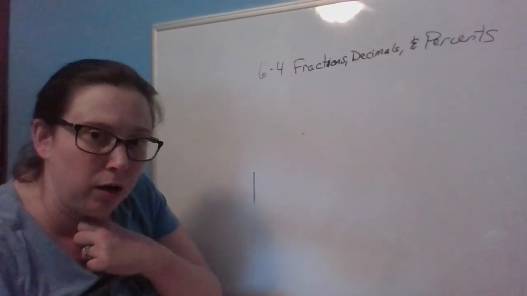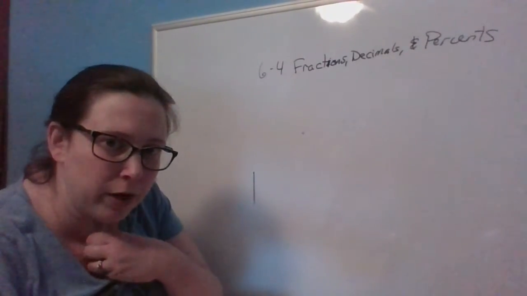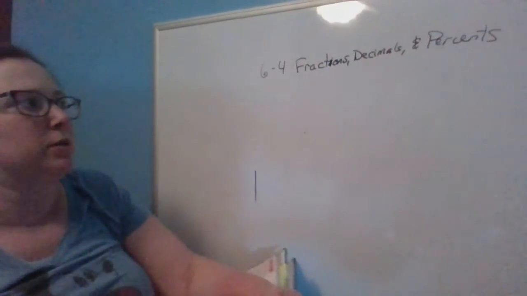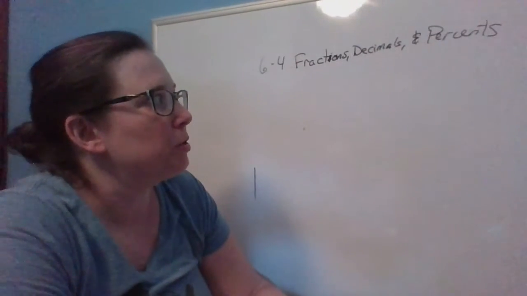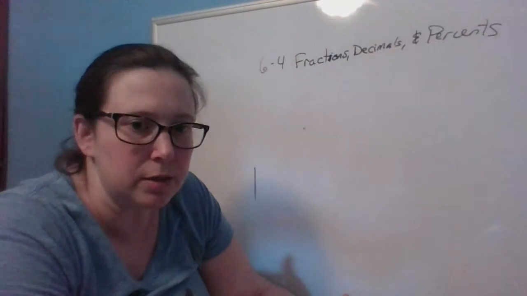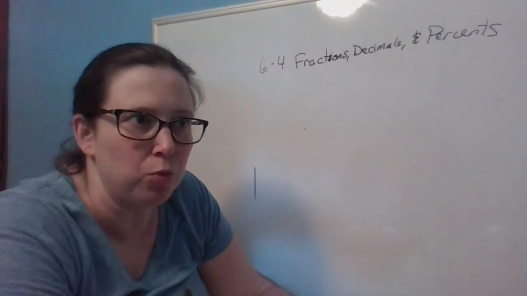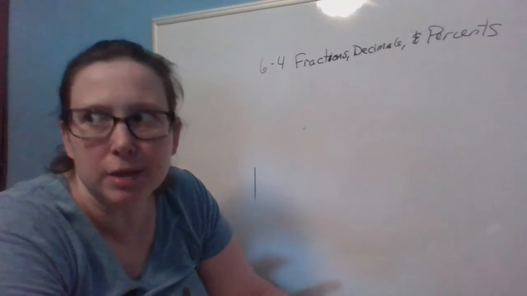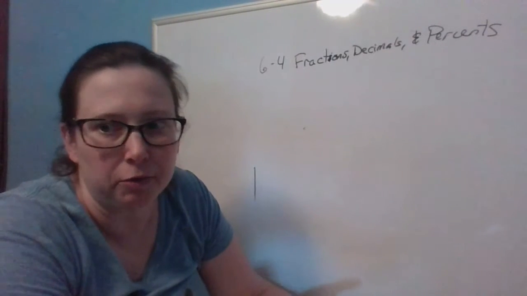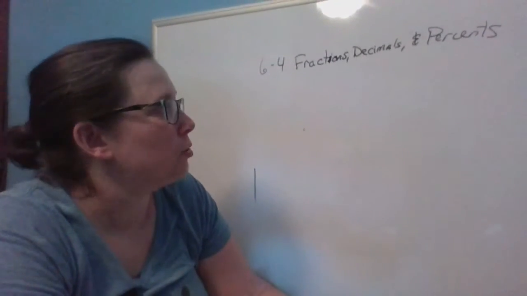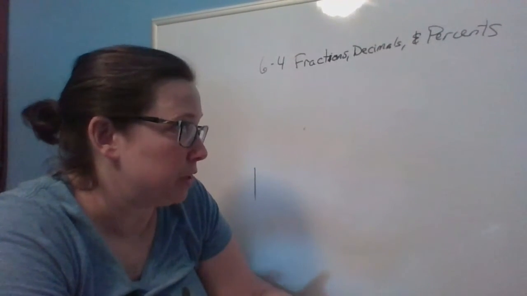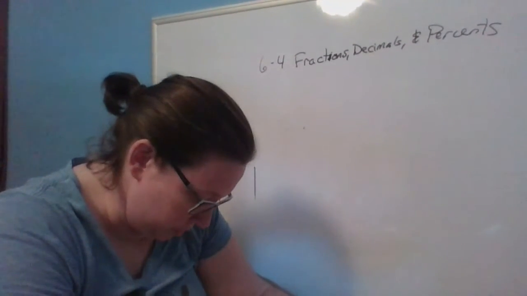Alright guys, here we are with 6-4 fractions, decimals, and percents. There's just one vocab word this time, which is percents. Percent is comparing something in relationship to 100 as a ratio. So if you're talking about 74%, that means 74 out of 100. So we're always comparing to 100, and it's a ratio for percent.